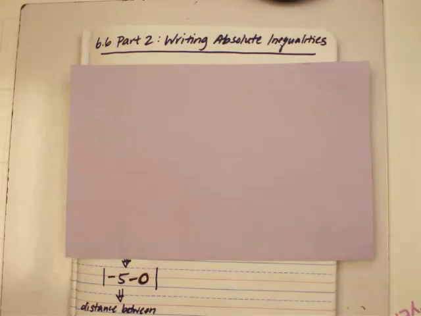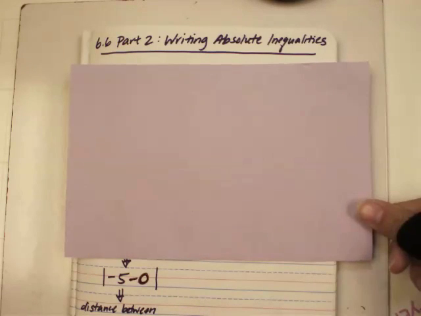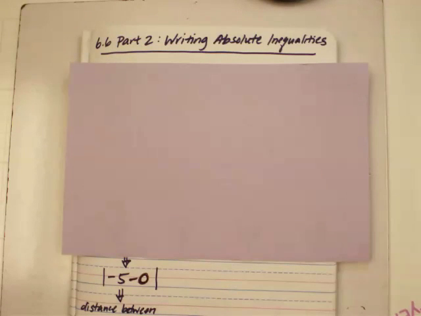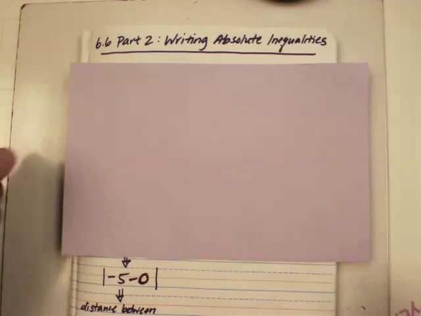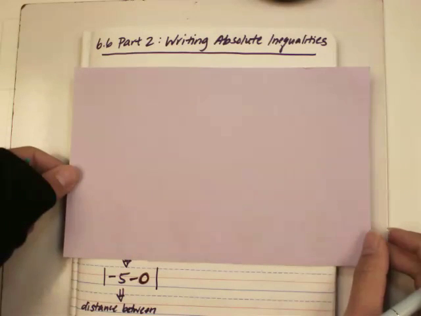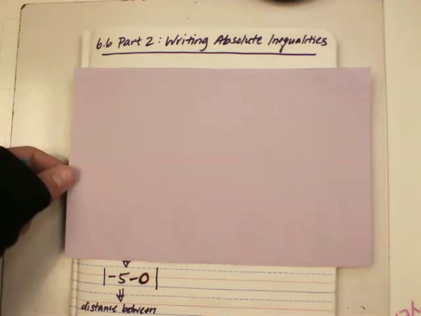Okay, we're talking now about part 2 of 6.6, and that's writing absolute inequalities. So I want to start off with just a quick little story. Imagine you're running a marathon, and you're running with a partner, and your partner's a little bit faster than you are. I'm going to show you the route, and we're going to talk about how to find the distance between you and your partner.